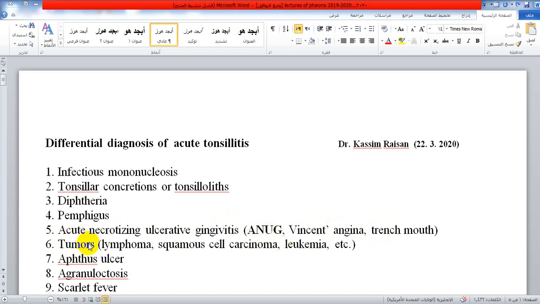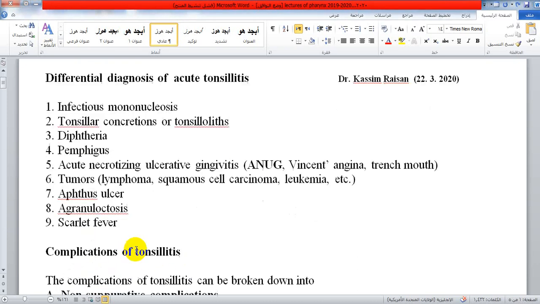Tumors, different tumors, whether benign or malignant, where there is swelling. Some think that this is acute tonsillitis. Aphthous ulcer, especially if it is on the tonsils and there is a big ulcer with membrane. Agranulocytosis and scarlet fever.